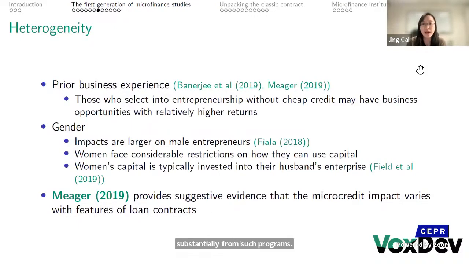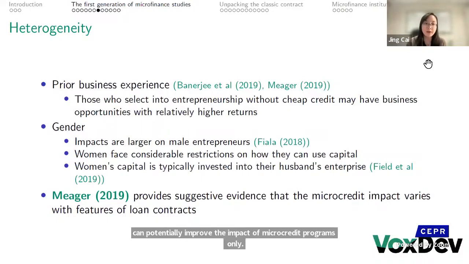So the next question is why the impact is lower on women. Some follow-up studies suggest that this is because women usually face considerable restrictions on how they can use capital. And in many contexts, women's capital is invested into their husbands' enterprises. So this suggests that female empowerment interventions can potentially improve the impact of microcredit programs on women.